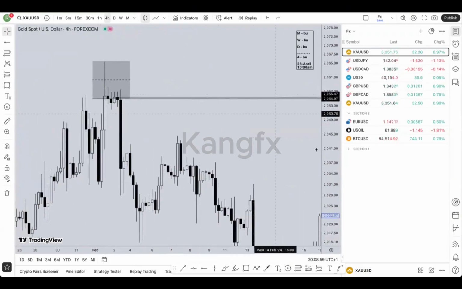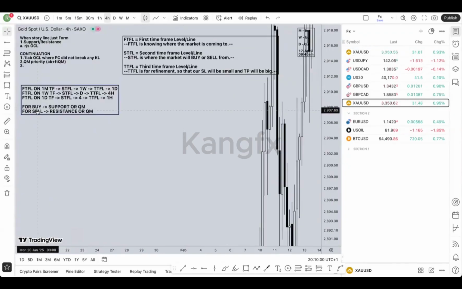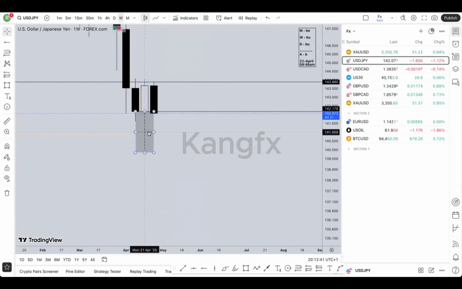Since I've gotten a valid SCFL key level inside here, then I can look for my TTFL. If we're looking for buys, our SCFL must be a support or QM. If you're looking for sells, our SCFL must be a resistance or QM. You know that. When we're looking for buys, our STFL must be support or QM. When we're looking for sells, our STFL must be resistance or QM. Now, inside here, looking for my STFL, I went to daily.